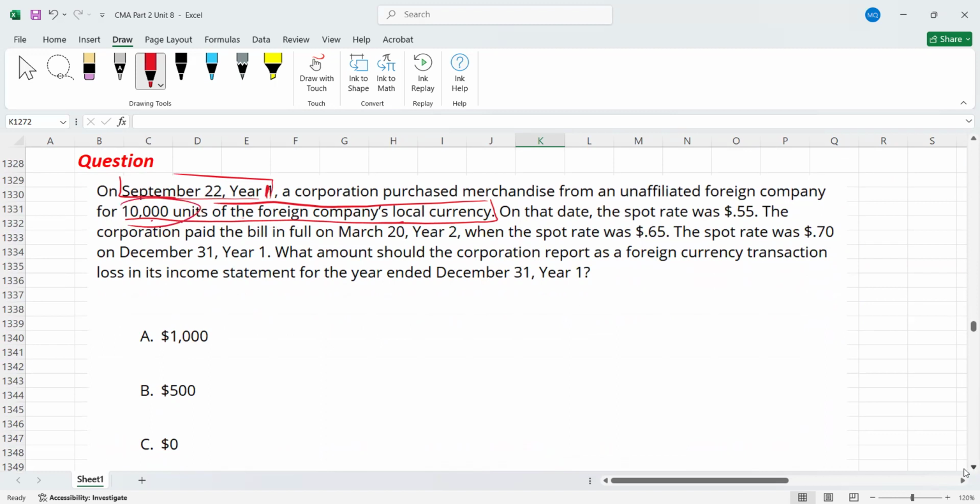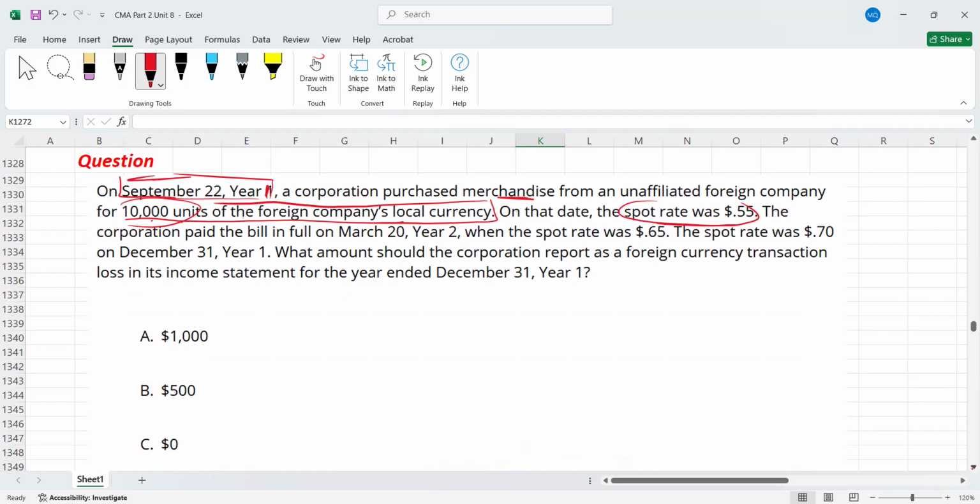It means 10,000 units is the foreign currency. Okay, 10,000 is the foreign currency. Then they're saying that at the transaction date, the spot rate was how much? 0.55. So you bought some merchandise. Can you tell me if you know the spot rate at the transaction date?